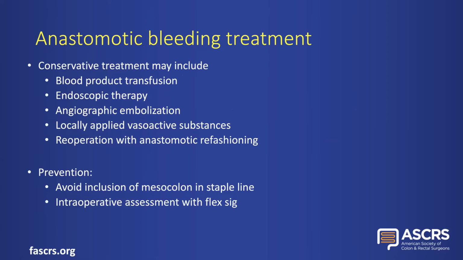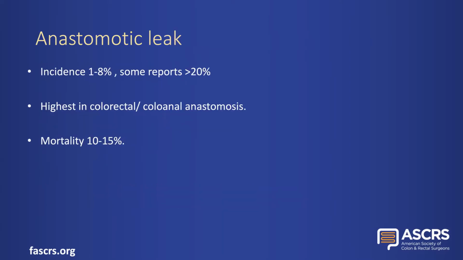So conservative treatment is typically first; blood product transfusion typically is all that's needed. Sometimes endoscopic therapy if this is an early bleed, and a lot of times after you finish creating the anastomosis, you'll evaluate it with a flex sig to look for any arterial bleeding that may need a clip at that time. We discussed embolization. You can inject epinephrine or locally vasoactive substances, or you may have to reoperate if the bleeding is severe. Prevention is to avoid inclusion of the mesocolon into your staple line if you're doing a side-to-side or even an end-to-end anastomosis, and intraoperative assessment as we discussed.